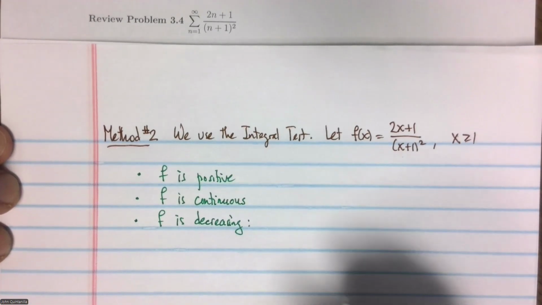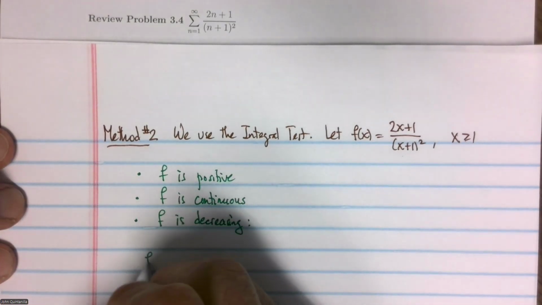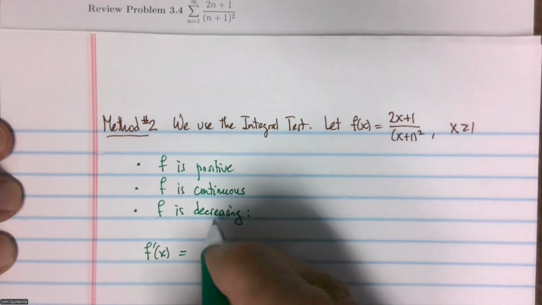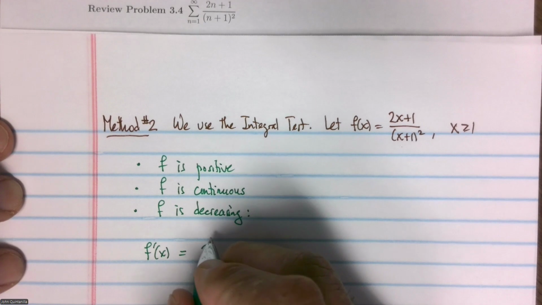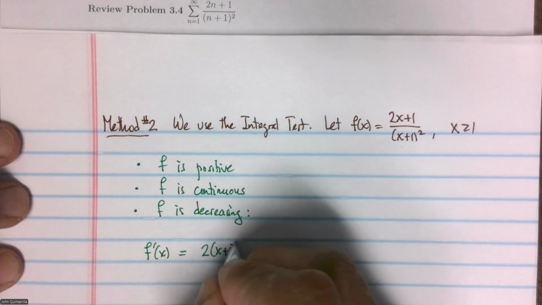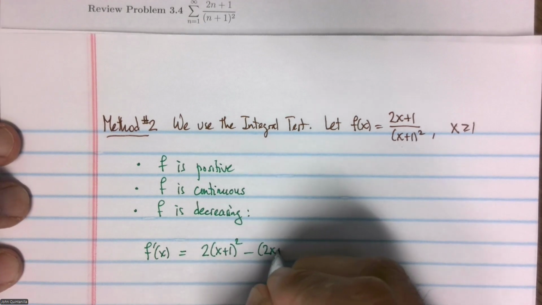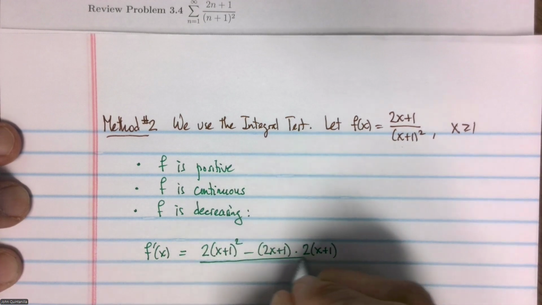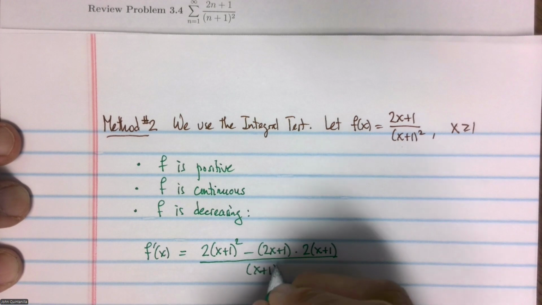Now, the way to establish that this is decreasing is to take the derivative. f prime of x is equal to, all right, let's take the derivative: the derivative of the top times the bottom, minus the top times the derivative of the bottom, all over the bottom squared.